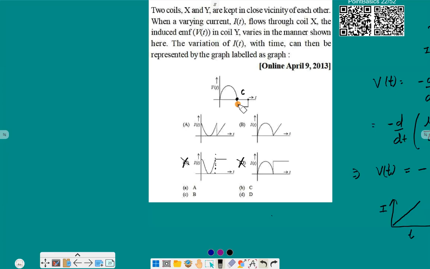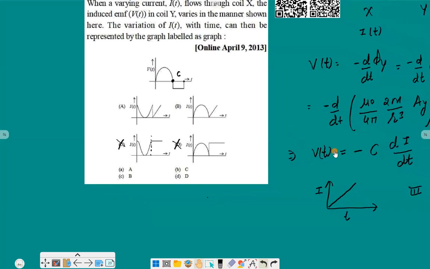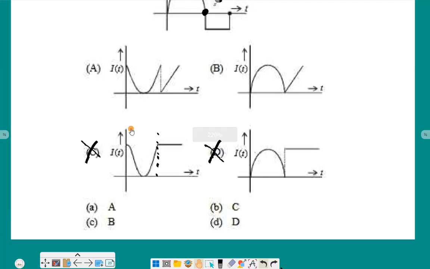If induced EMF is 0, it means from this relation for induced EMF, the EMF will be 0 when di by dt is 0, or we can say I becomes constant. If I becomes constant, then induced EMF will be 0. And let me zoom here. Now, in this region, we can see that current is stationary. There is no change in current, although it seems to be 0, it does not necessarily need to be 0.